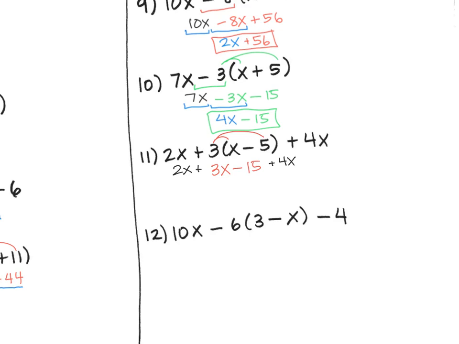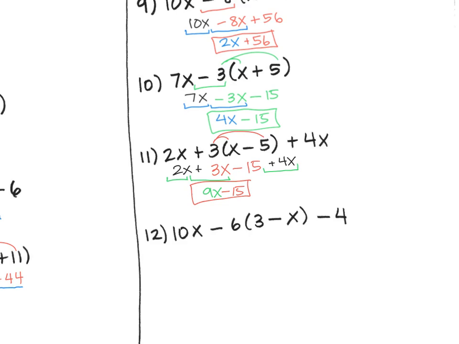Okay, let's see if there's any x's. 2x. Oh, I have a plus 3x. Oh, but I also have a plus 4x. So I need to add up all 3 terms. Let's see, 2x plus 3x is 5x. 5x plus 4x is 9x. And then I just have that minus 15, which I cannot forget about.